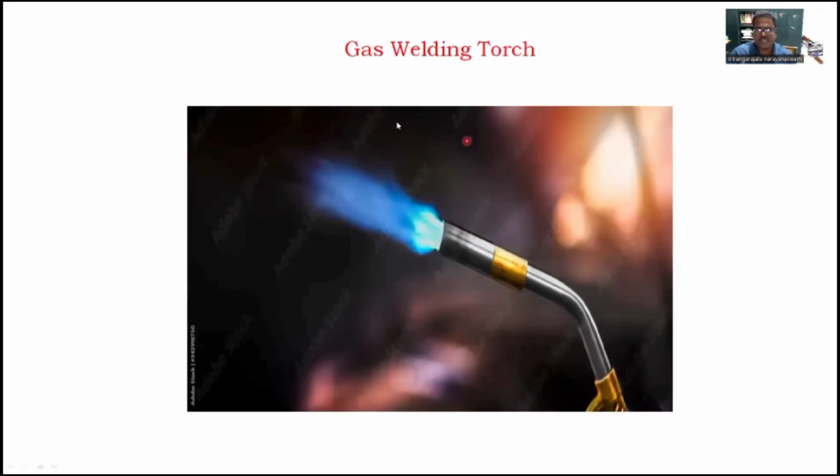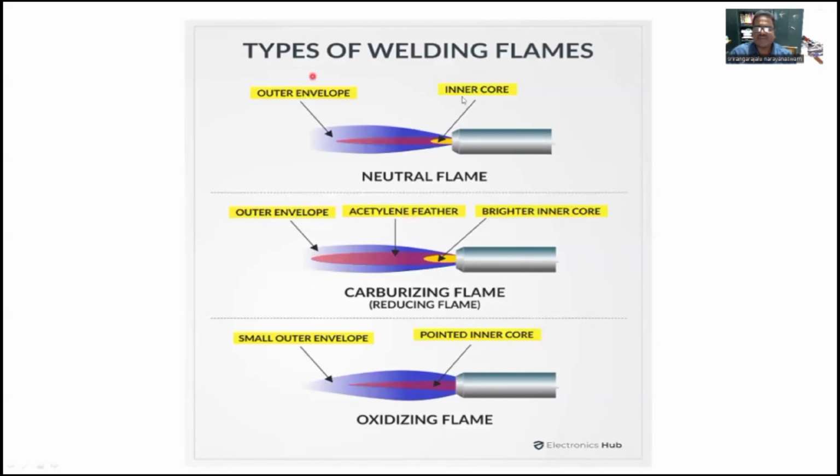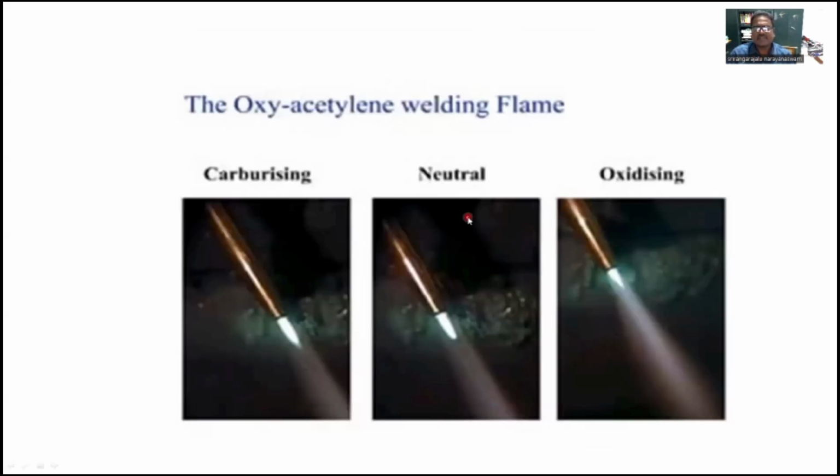So here this is the gas welding torch. Here the flame will be like this. The inner cone temperature will be higher than the outer temperature. And there are different types of flames, as already told: neutral flame, oxidizing flame, and carburizing flame, which is also called the reducing flame. These different types of flames are used for different types of welding.